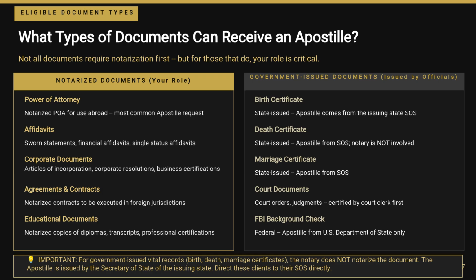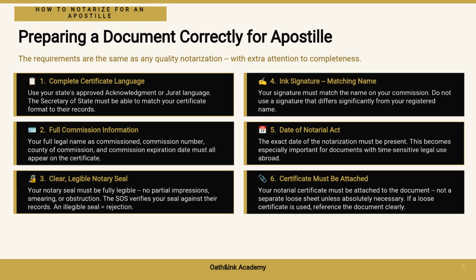Why is this step often misunderstood? Because clients come in asking for an apostille on their birth certificate as if you can provide it. You cannot. For vital records, your role is to explain the process and direct them to the correct government office. The client note at the bottom of this slide is worth memorizing. When someone brings you a government-issued document and asks you to apostille it, you explain that process clearly, professionally, and redirect them appropriately.